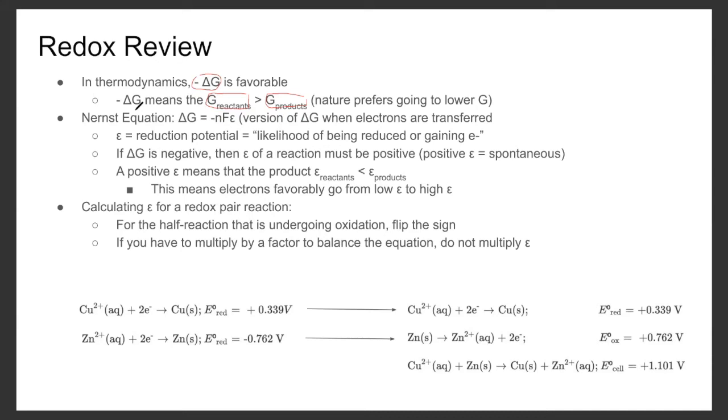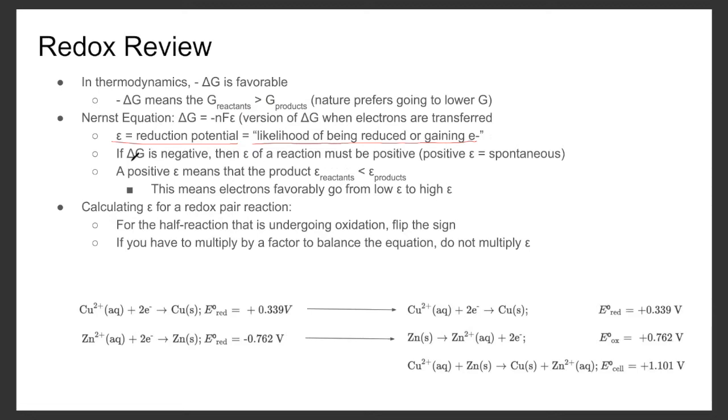The version of that where we take into account electron redox potential is delta G equals negative nFE, or epsilon, sorry, where epsilon is the reduction potential, F is Faraday's constant, and n is usually the number of electrons transferred in the reaction. Epsilon is a very hard term when you hear the word reduction potential. And so I like to remember it as the likelihood of being reduced or gaining electrons.